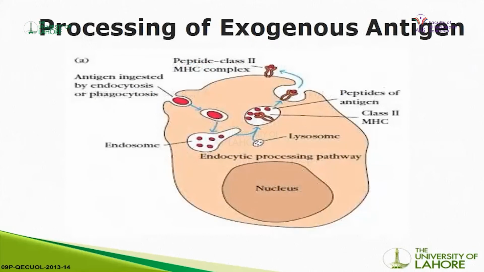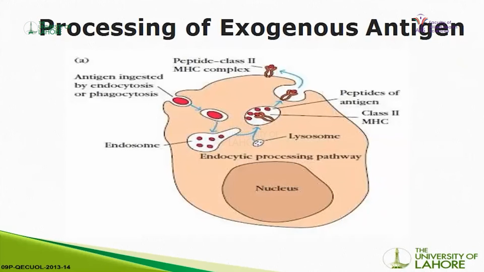So in this diagram we can see how the exogenous antigen is processed in the cells. Firstly, the antigen is ingested by the process of phagocytosis and endocytosis. After ingestion of the antigens, we have endosomes. An endosome is a membrane-bound organelle inside the cells. It will then interact with the lysosome.